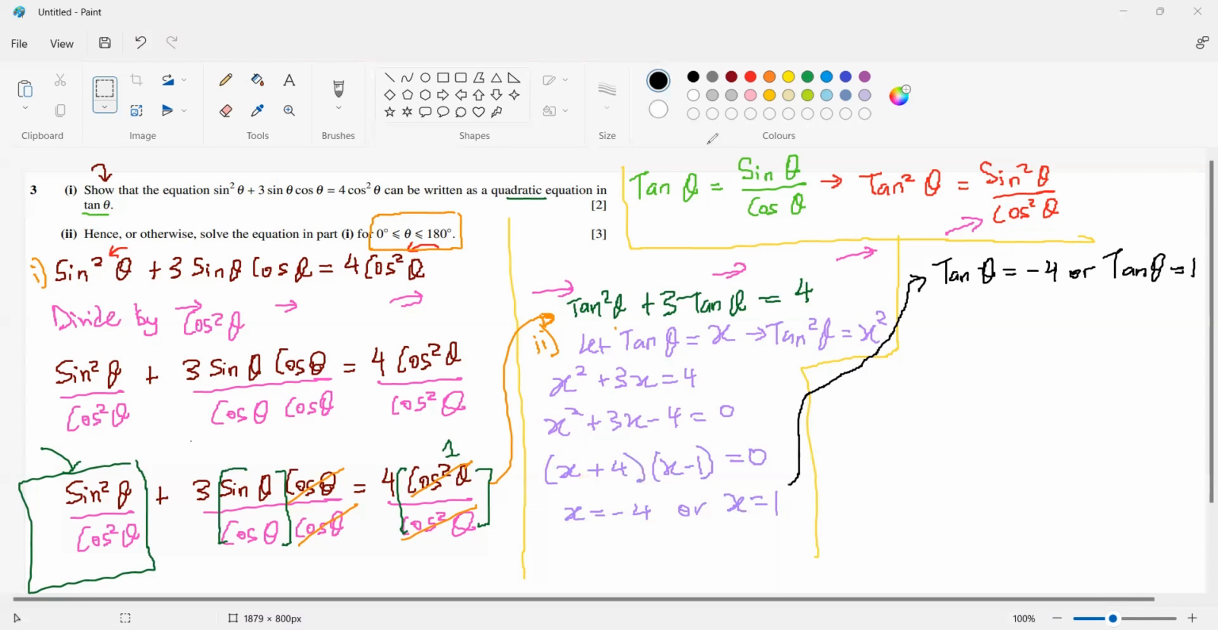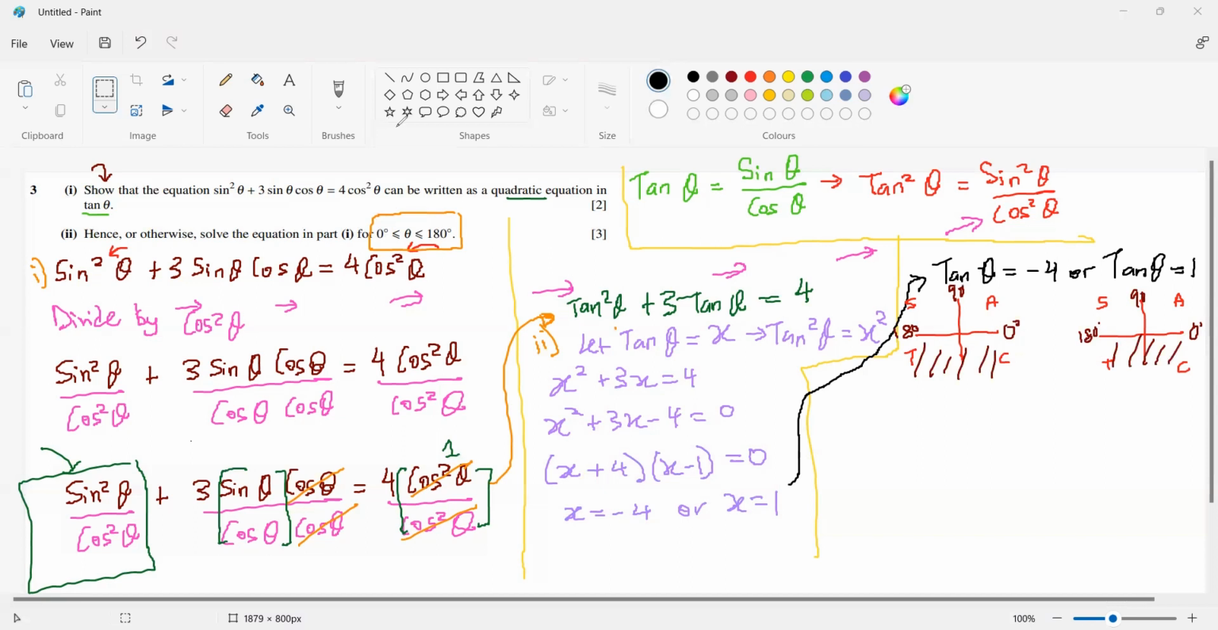Okay, tangent theta equals -4 and 1 under the range of 0 to 180. Please take note, I just draw two of the sine symbol. That means the signs, CAST like that. This also CAST like that. Because we're only talking about 0 degrees until 180 degrees, so 0, 90, 180 like that. Here also 0, 90, 180 like that. These are the quadrants.